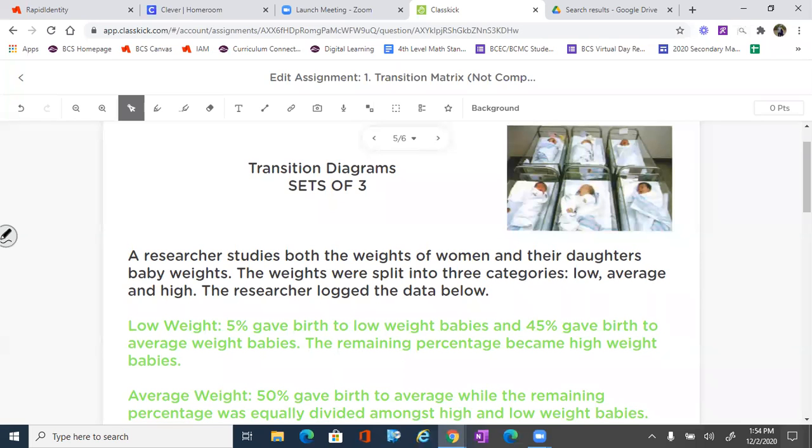All right, transition diagrams in sets of three. A researcher studies both the weights of women and their daughters' baby weights. The weights were split into three categories: low, average, and high. The researchers logged the data below.